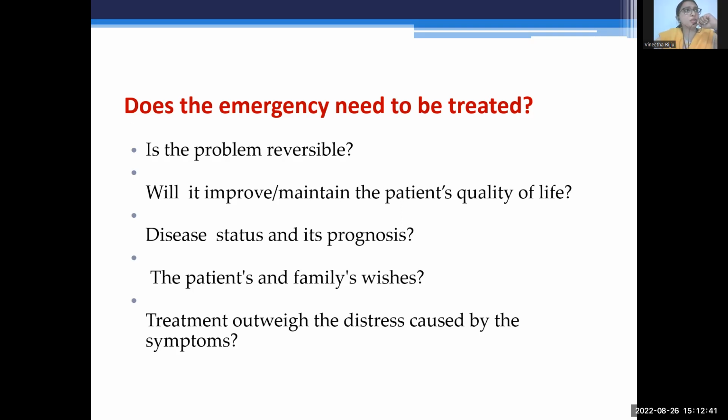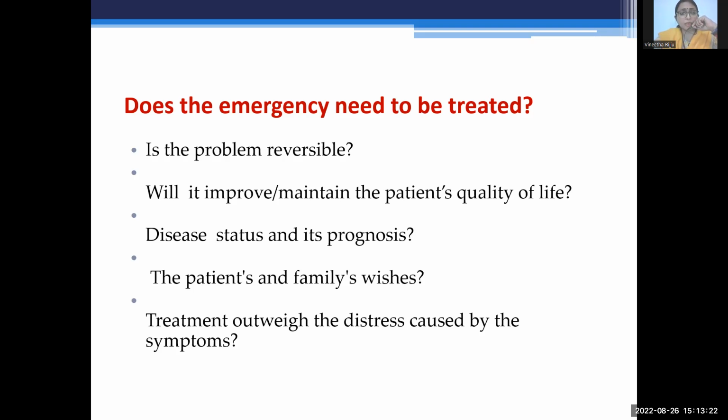Your patient has carcinoma of the ovary with lung metastasis, and is given a prognosis of just another 3 weeks. She is brought to you with severe breathlessness, terminal breathlessness. Are you justified in transferring that patient to the ICU? And whatever intervention you do there, is it actually going to reverse the problem? How is it going to improve and maintain the patient's quality of life?